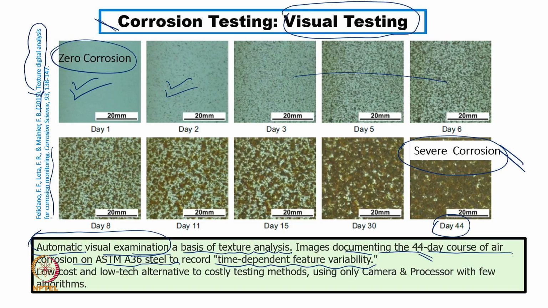The overall testing procedure can be simplified. That is why they say it is a low cost, low tech alternative to the costly testing method. Instead of going for the costly equipment, radiography is one of the very costly testing methods. Compared to that, if you take a camera, and you have an understanding of the mechanics of the failure, then we can make a complete algorithm, and we can detect well in advance what is really going to happen. In this case they use only a camera and a processor with a few algorithms and develop a kind of testing method.